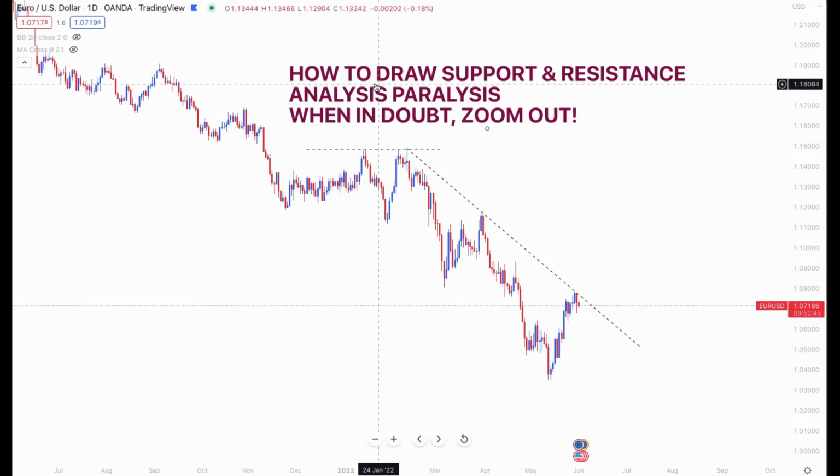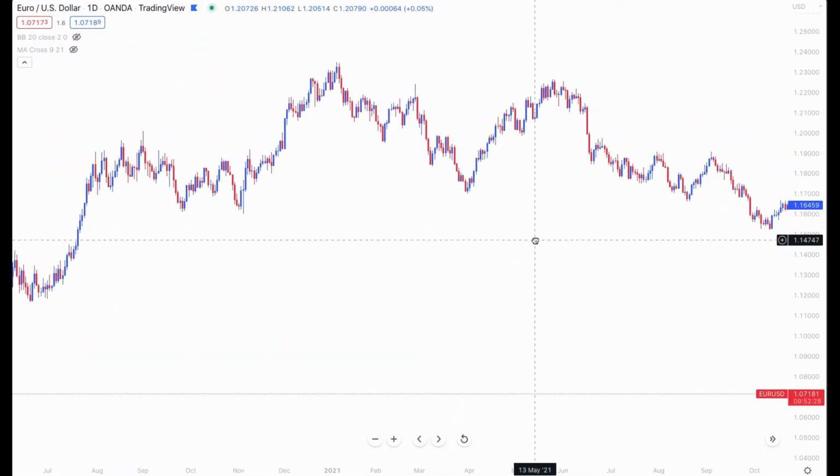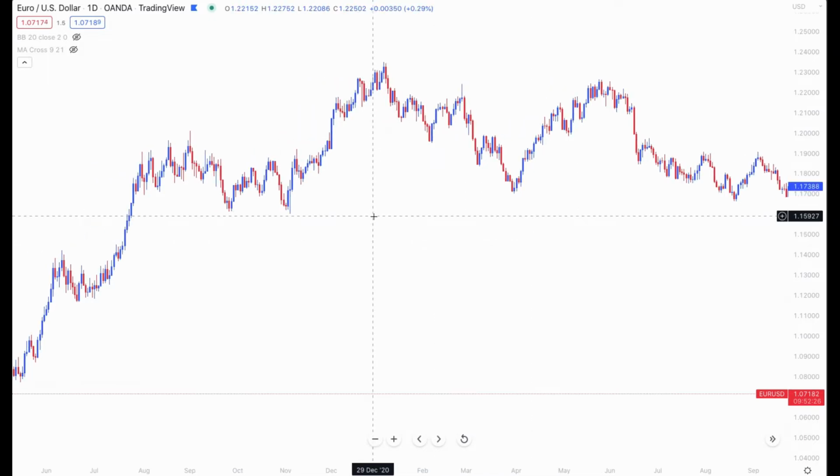Okay, so the first thing, how to draw support and resistance. And remember, like I've said in previous videos, this works across every market and every single time frame. So for today's example, we are working on the euro versus the USD on the daily chart. And let's just scroll backwards in time and see what we can see.